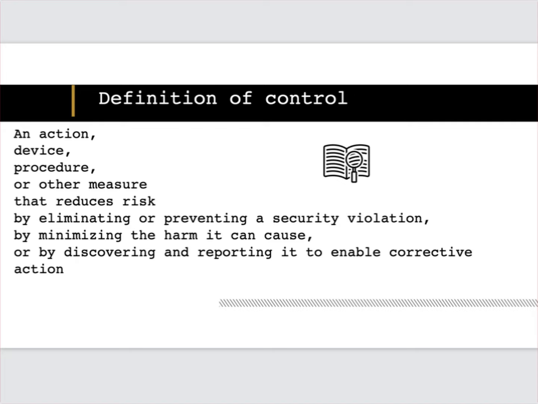So a control is an action, device, procedure, or other measure that reduces risk and vulnerabilities by eliminating or preventing security violation, by minimizing the harm it can cause, or by discovering and reporting it to enable corrective action. So these are parameters implemented to protect various forms of data infrastructure important to an organization. Security control refers to any type of safeguard or countermeasure used to avoid, detect, counteract, or minimize security risks to the physical property, to the information, to the computer system, or the other assets.